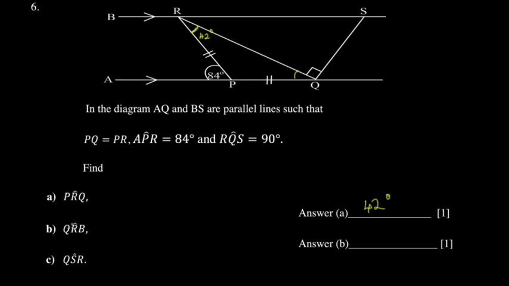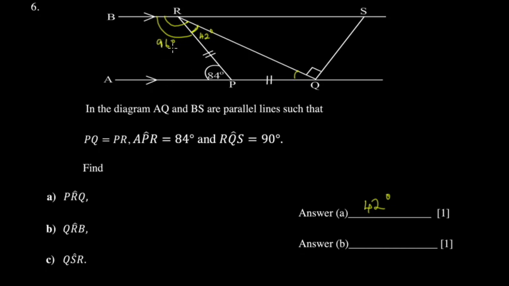So let's move to the B part. It says QRB. So we have Q here, we have R, we have B. It would be this angle right here, and we want all of it. We already know this part is 42. We have to find this part. Here we use allied angles. BRP, this angle, and APR, this angle, are allied. It means that the both of them add up to 180. If this one is 84, this one is 96 degrees.